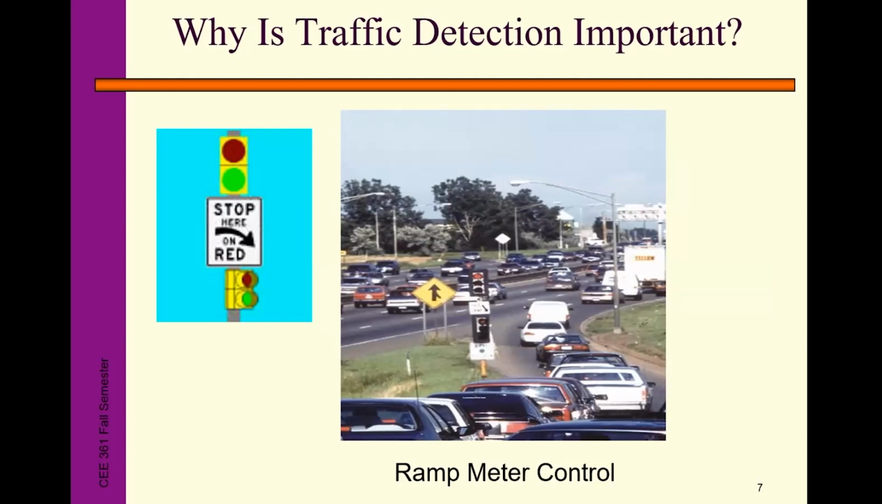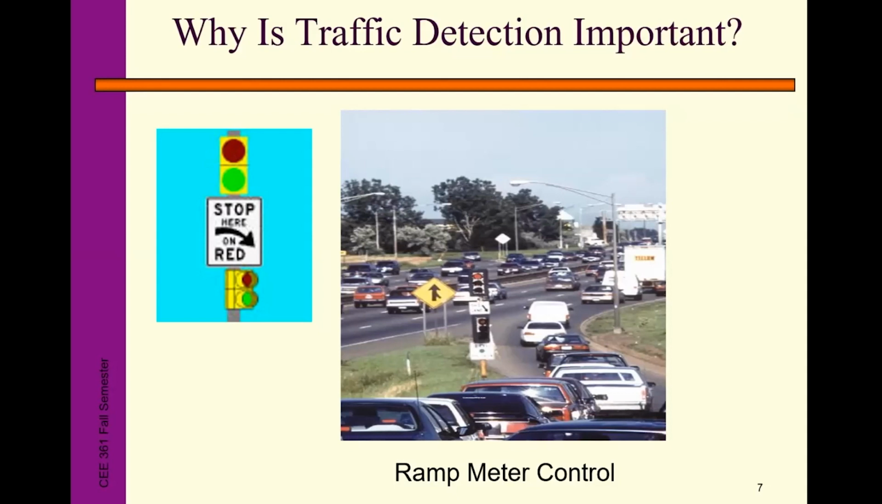This is quite a popular and effective control mode for freeway congestion mitigation in many states, like Washington, Virginia, Texas, and California. Many states use ramp meter control to reduce congestion on the freeway mainstream.